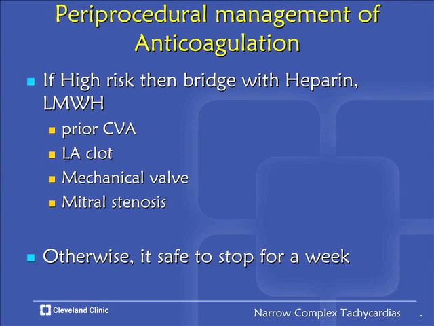The other thing I want to talk about is pre-procedural management of anticoagulation. You get this a lot: the patient has atrial fibrillation, they're on Coumadin, they're going for their hernia surgery. Can I stop the Coumadin? Do I need to bridge? Only bridge if they are at a significantly high risk of stroke. These are patients who have CVA, prior left atrial appendage clot, mechanical valve, or mitral stenosis. Otherwise, it's safe to stop the Coumadin for a week with no need for Lovenox or any of that, okay?